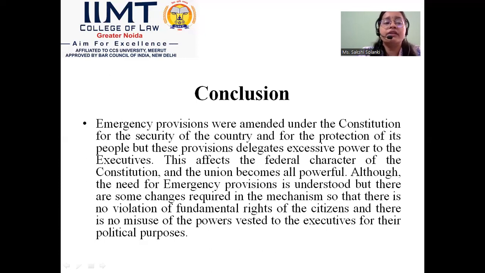So in conclusion, we understood that yes, emergency provisions are mentioned in the constitution. They are for the protection of the people. On the other hand, by giving excessive power to the center, we are giving scope to the executive to use it incorrectly. It has not happened, and it will not happen in future also. But there is a scope of misuse of power vested in the executive for their political purpose, because at the end, we all are humans. We have good thoughts, we have bad thoughts, so it can be misused. So there is a scope of improvement.